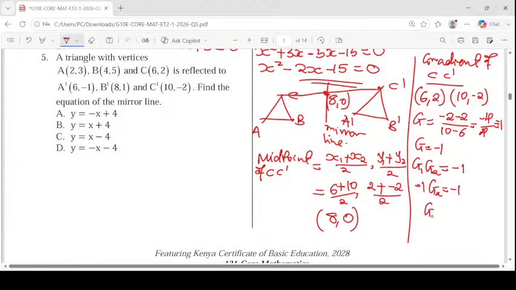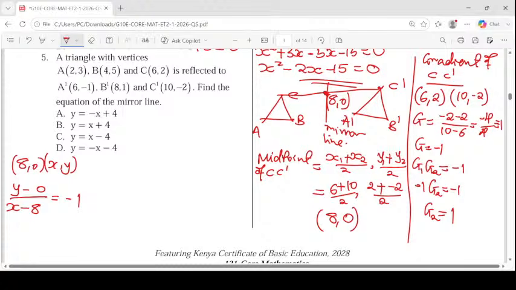Then the gradient of line 2 here, when you divide the rule by negative 1, you get 1. So the gradient of the perpendicular bisector is 1. Now to get the equation of the perpendicular bisector, which is our mirror line, I'll take the point 8, 0, introduce another point, call it x, y. Then I'll have y minus 0 over x minus 8 to be equivalent to negative 1.